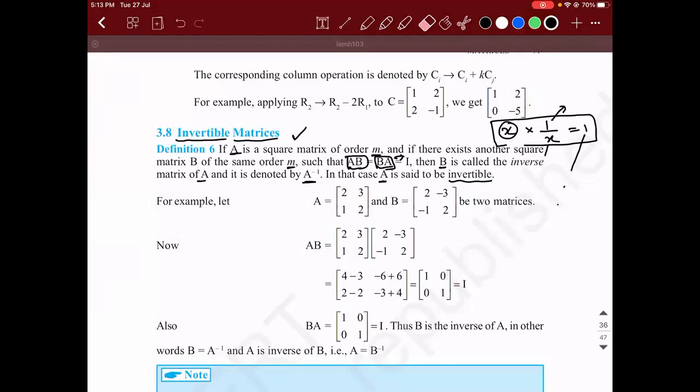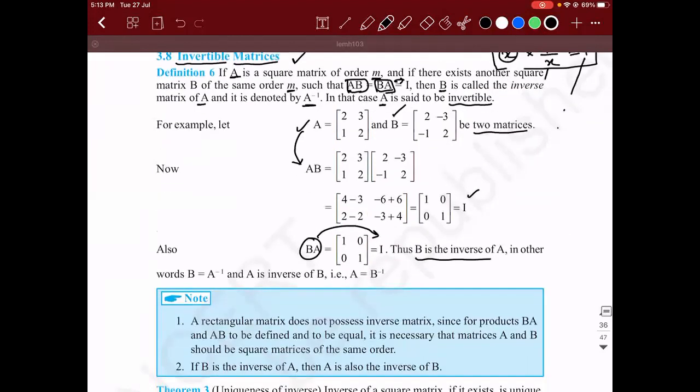I randomly took two examples. A is equal to [2, 3; 1, 2], B is equal to [2, -3; -1, 2]. If you find A into B, you will get I. If you do B into A, you will get the same I. Then you can say B is the inverse of A, and B is represented as A inverse, and A is the inverse of B, where A is equal to B inverse. If A into B gives you I, then B is the inverse of A. If B into A gives you I, then A is the inverse of B.